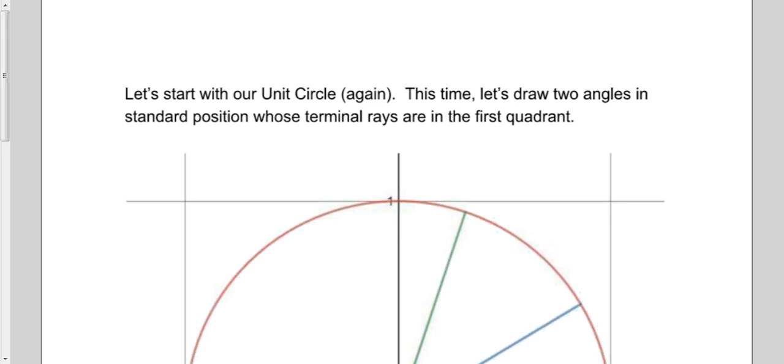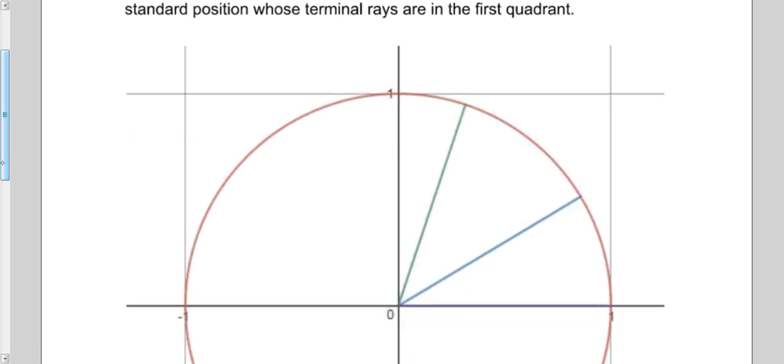First thing I want you to do, we are not going to focus on this worksheet initially. We are going to come to this. Right now, I want you to start in your notebook and start by drawing a unit circle. I know, taking notes in class, I am such a tyrant. I want you to draw two rays in standard position whose terminal rays are in the first quadrant.